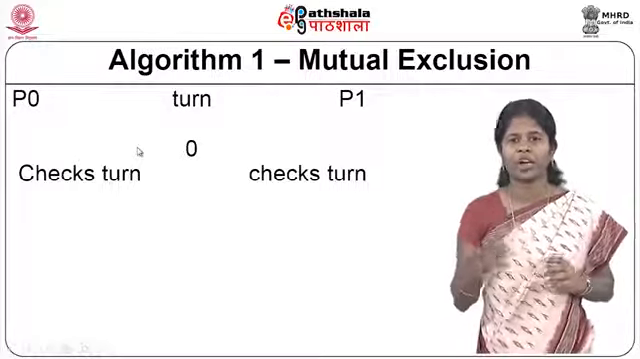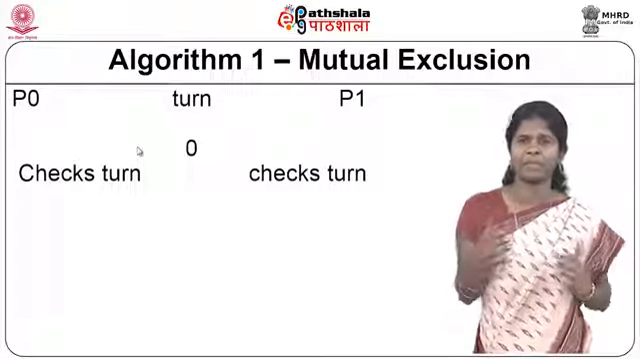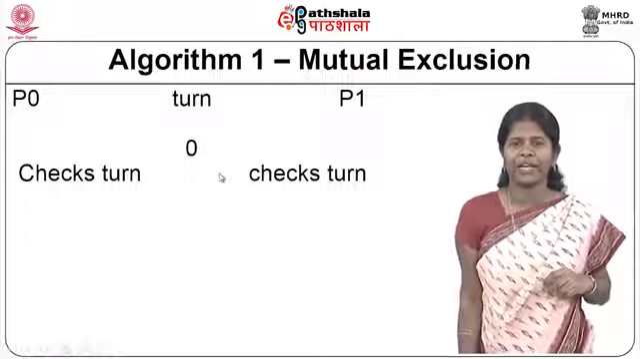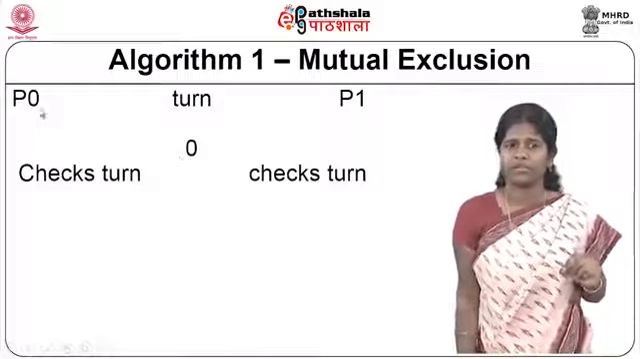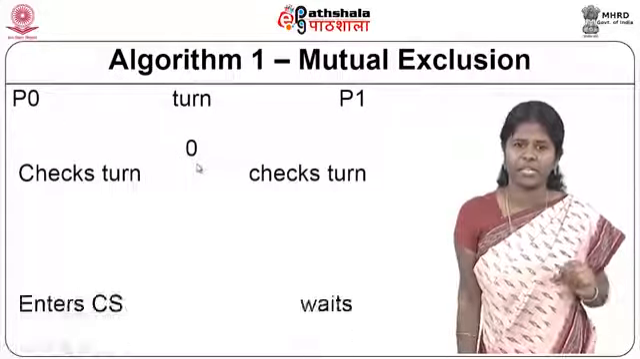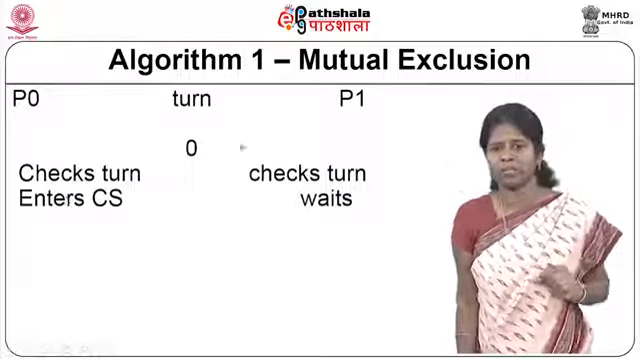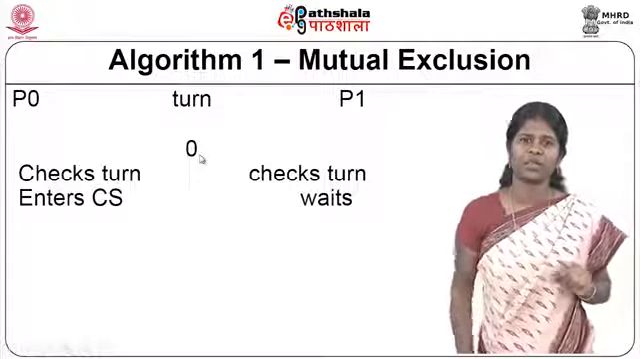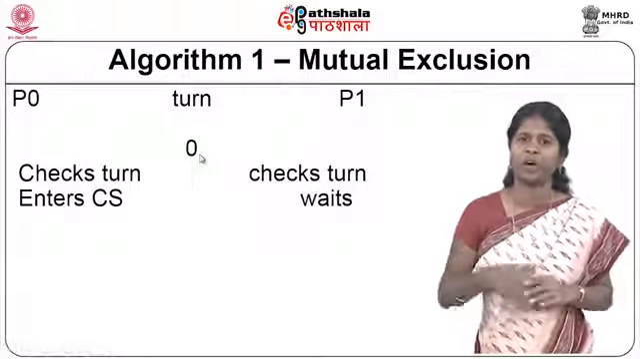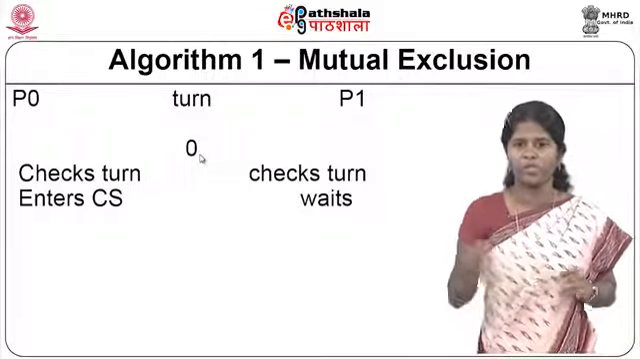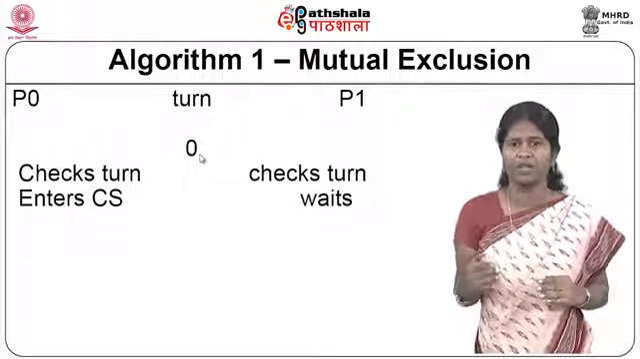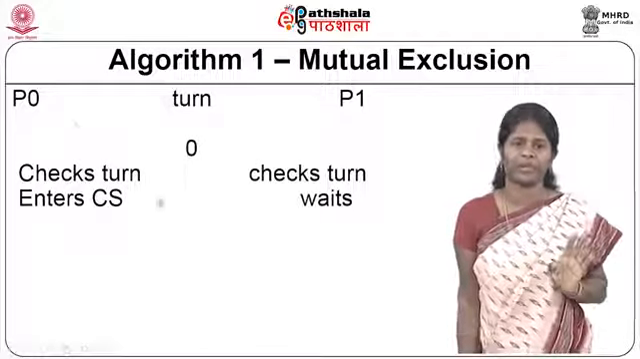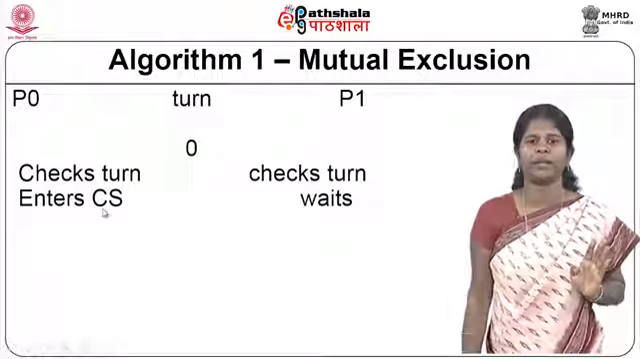While turn not equal to i, that is a statement executed by P0 as well as by P1. P0 finds that the value of turn is equal to 0, so P0 can enter the critical section. But when P1 checks the value of turn, it finds that the value of turn is equal to 0 and is not equal to i. What is i for P1? It is equal to 1. So the value of turn is not equal to 1 for P1. So it checks this common variable turn, finds it to be 0 and just keeps on waiting. At the same time, P0 enters the critical section.